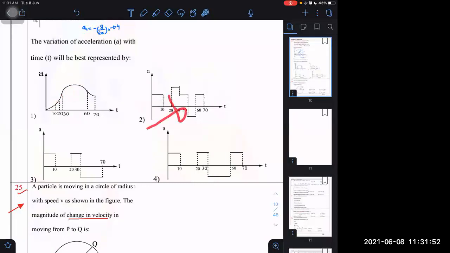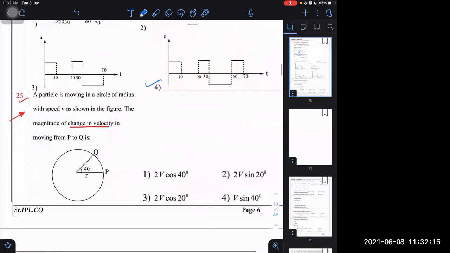This is also not possible because I have only 3 possible accelerations, 0.4, 0 and minus 0.4. But here I can see one other acceleration, not possible. Let us check 4. 30 to 60 is negative acceleration, sir. So totally it will be down. 30 to 60 is negative, then immediately we can say it is the fourth one. Right. Question number 25.